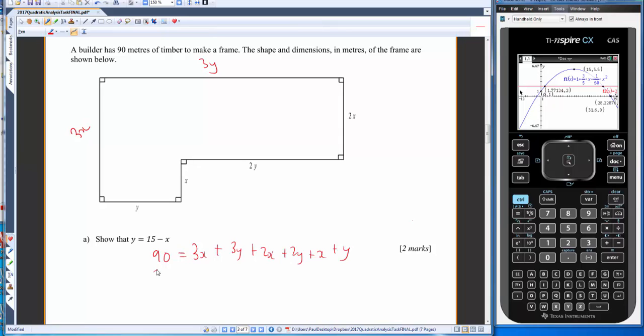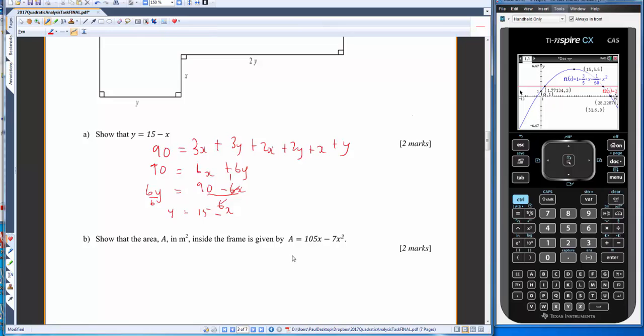Alright, collect up your like terms. 90 equals 5x plus x, 6x, and 3y plus 2y plus y, 6y. Alright, we're going to make y the subject, so 6y equals 90 take away 6x, divide all of this by 6. y equals, 6 goes into 90 15 times, that cancels out, that's 1, so we're just left with y equals 15 take away x. Alright, so we've shown that.